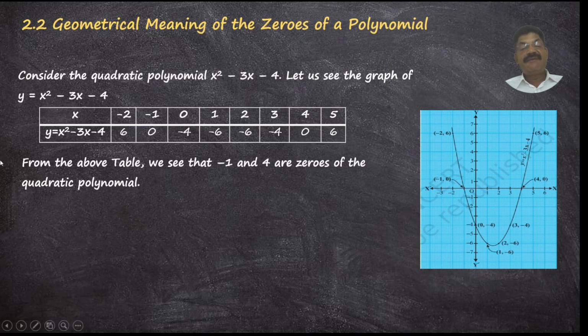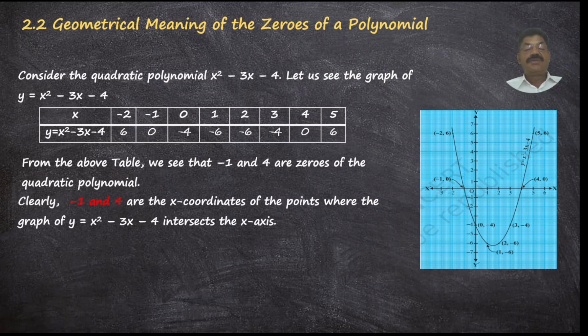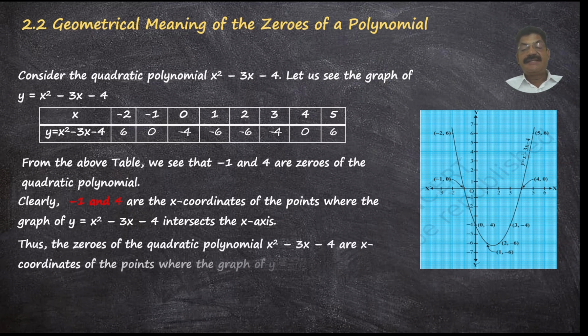Now, this is the graph of y is equal to x square minus 3x minus 4. Look at it carefully. This graph is actually a parabola open upwards. It cuts the x-axis at (-1, 0) and (4, 0). So -1 and 4 are the x-coordinates of the points where the graph y is equal to x square minus 3x minus 4 intersects the x-axis.